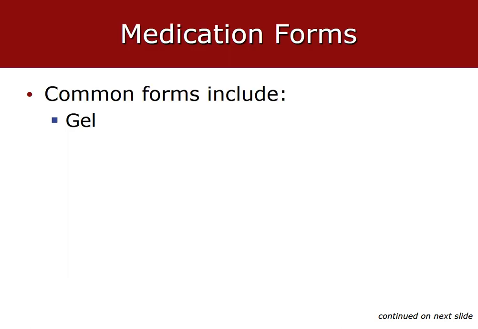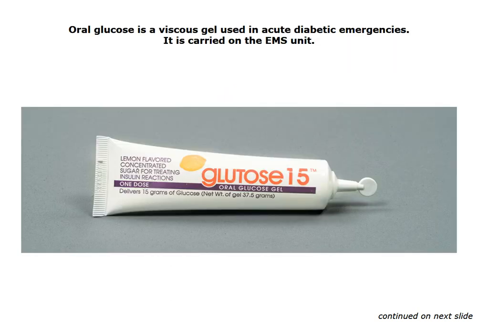A viscous, or thick, sticky substance that's administered to the patient is known as a gel. One of these is oral glucose gel of some sort. Depending on what is bought through your service, it could be any number of flavors. It's thick and it goes between the gum and the cheek of the patient. They have to be alert, oriented, able to follow commands, and have the ability to swallow. Otherwise, your patient could choke.